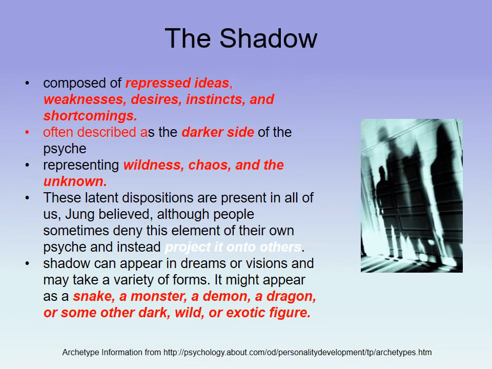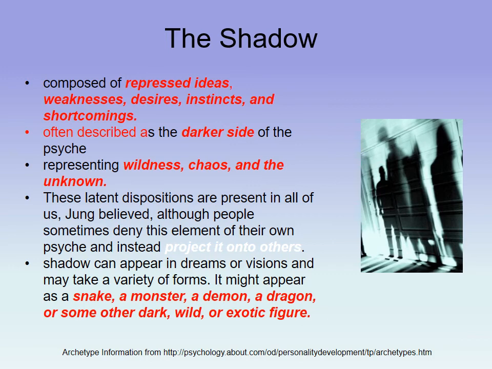One of my favorite archetypes is what he called the shadow. And the shadow is composed of repressed ideas, weaknesses, desires, instincts, and shortcomings, often described as the darker side of the psyche, representing wildness, chaos, and the unknown. These latent dispositions, and latent means that they're there, but they haven't yet come to fruition. They're hidden. They haven't been exposed yet. These latent dispositions are present in all of us, Jung believed, although people sometimes deny this element of their own psyche and instead project it onto others.